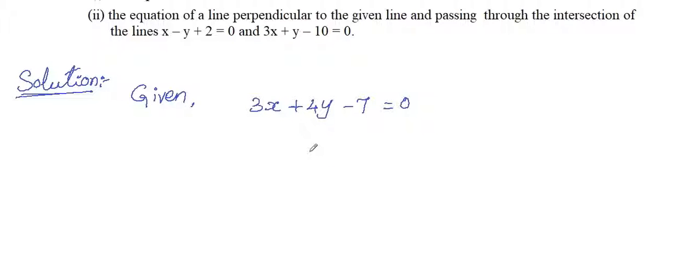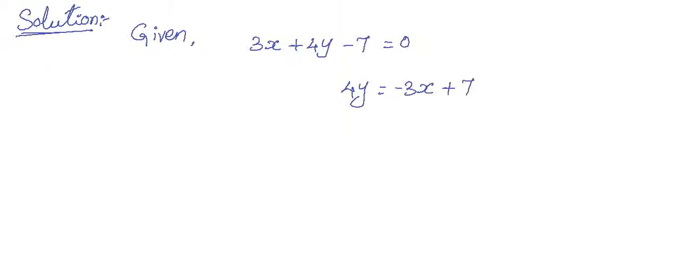We know that the slope intercept form is y equals mx plus b. So just write the equation in the form y equals mx plus b. For that we just need to write the function of y. So 4y equals minus 3x plus 7. If we divide by 4 on both sides, we'll get y equals minus 3 by 4 x plus 7 by 4.